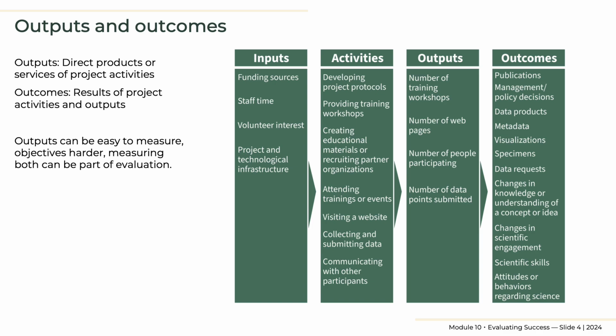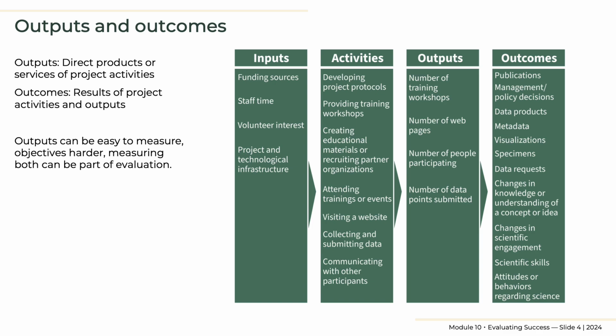Scientific outcomes include publications, increased understanding of scientific concepts, management or policy decisions, and data products such as data visualizations or requests for data. For example, a scientific outcome could be a new understanding of the speed and depth of the spread of an invasive species on a refuge.